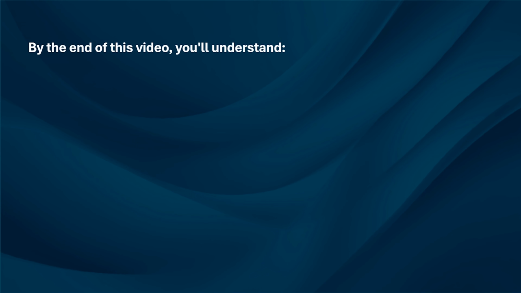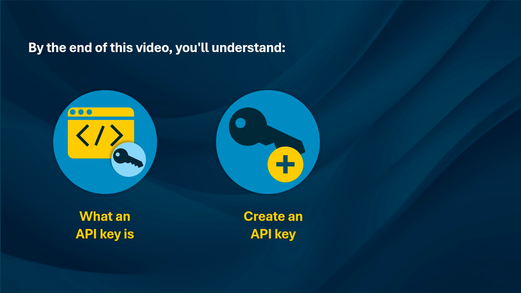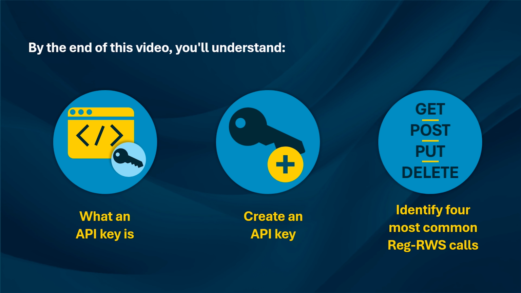By the end of this video, you'll understand what an API key is, how to create an API key in ARIN Online, and be able to identify the 4 most common Reg-RWS calls used to manage records.